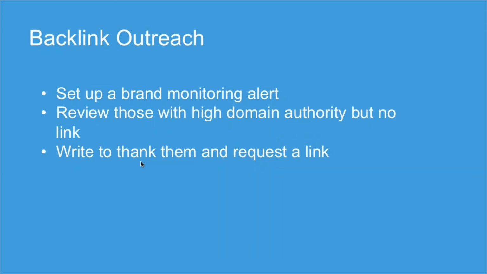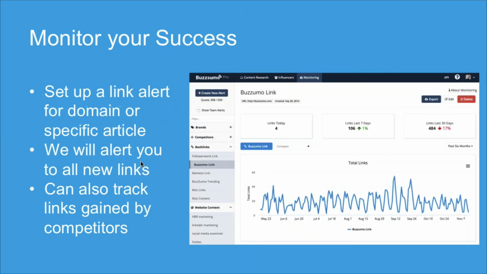And then finally, you can use BuzzSumo simply to monitor your success. So you can set up a link alert in BuzzSumo. You don't need to set up an alert just for mentions, but you can set up an alert for links. So you could put in your domain, or you can put in a specific article, and then we'll tell you every time a new piece of content links to that domain or to that article. So we'll alert you to all new links as soon as we find them. As I say, that's typically within 5 or 10 minutes or so of them being published.